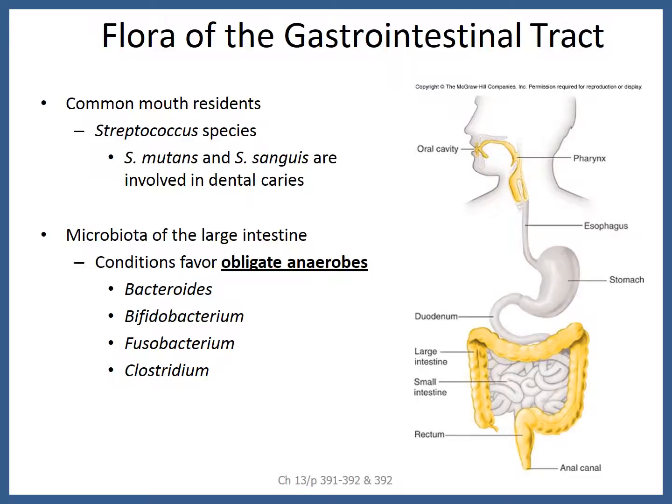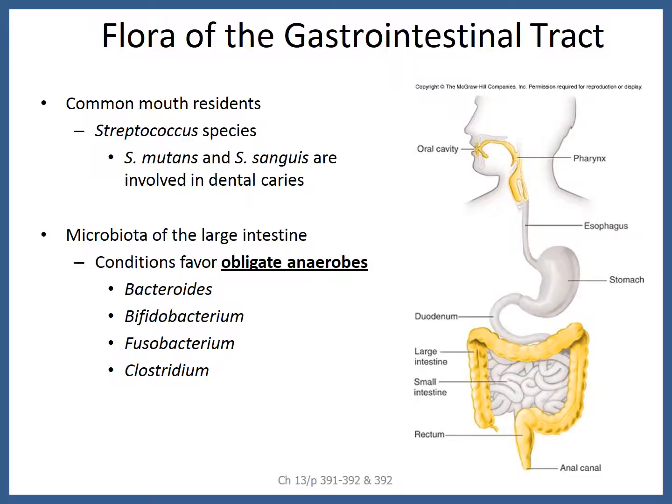In the large intestine, you can imagine that conditions there would be low in oxygen, and so that would favor the growth of obligate anaerobes, going back to the terms we learned earlier in the class. So Bacteroides is a very common resident of the large intestine, but there's a range of forms that can be found, including some species of Clostridium.